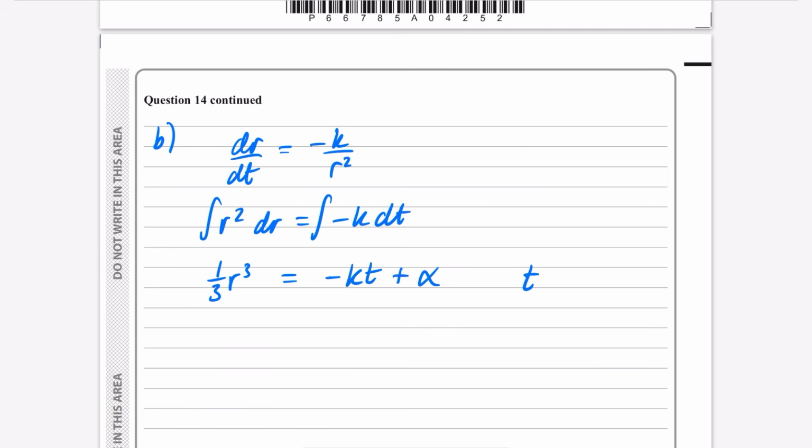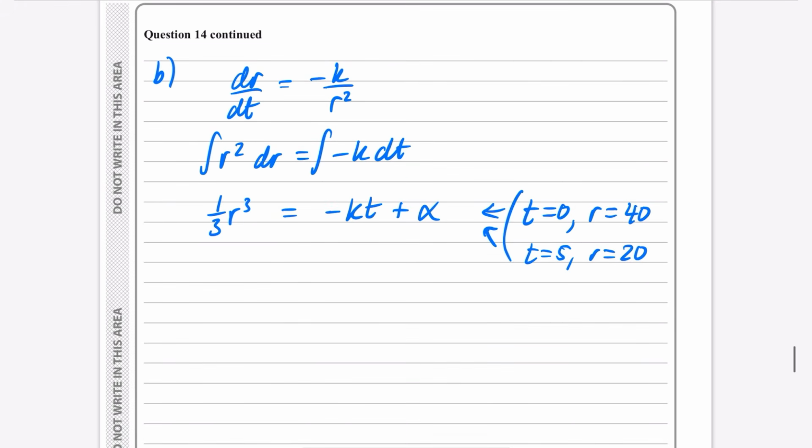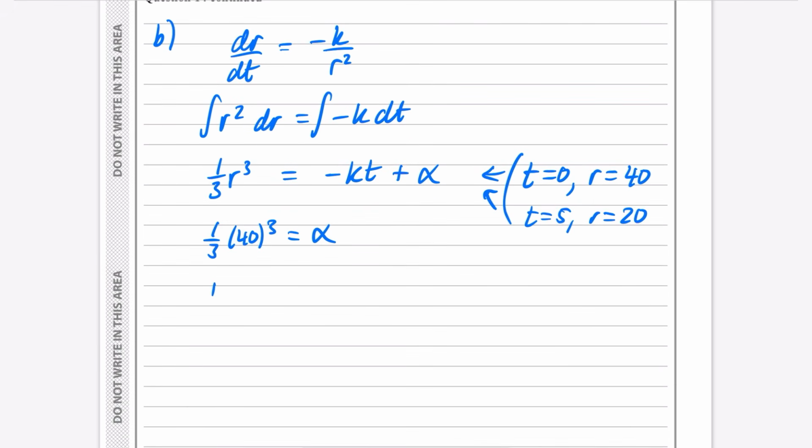Now, we said earlier that when t was equal to 0, the radius was 40, and when t was equal to 5, the radius was 20. So I'm going to substitute these into that equation. For the first one, I get a third multiplied by 40³ is equal to alpha. So that tells me what alpha is. For the second one, I get a third multiplied by 20³ is equal to minus 5k plus alpha, which we've just worked out is a third times 40³. So we found out what alpha is, that's great. We're now going to find out what k is.